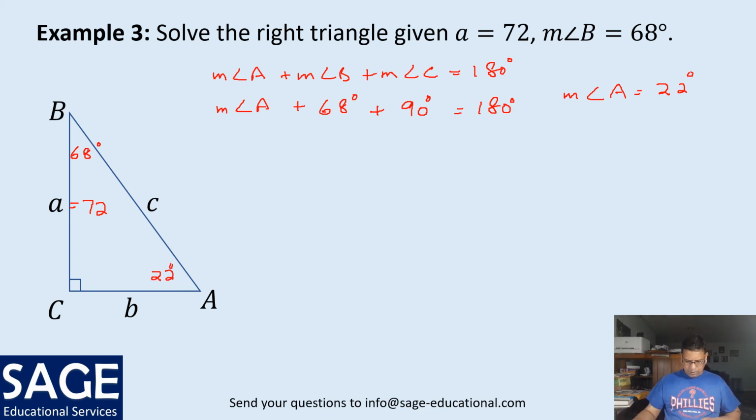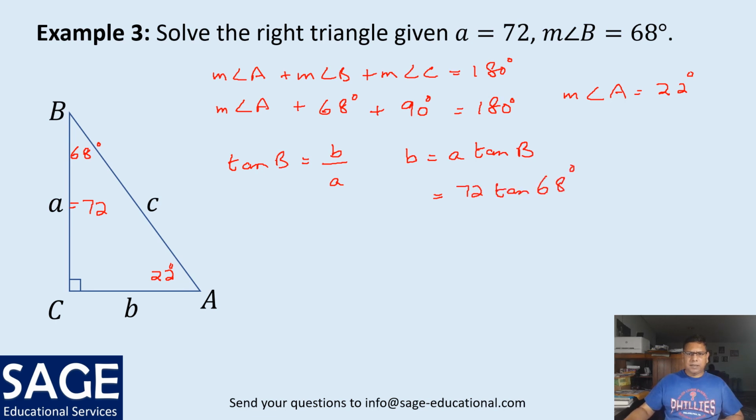Now let's just use the tangent of B. So tangent of B is equal to B over A. I used a ratio for which I knew one of the sides. So I know the length of side A, but I don't know the length of side B. So since I'm trying to figure out side B, I'll rearrange this equation and write B is equal to A times tangent of angle B. And A is 72 times tangent of 68 degrees, and grabbing a calculator gives me B is equal to 178.